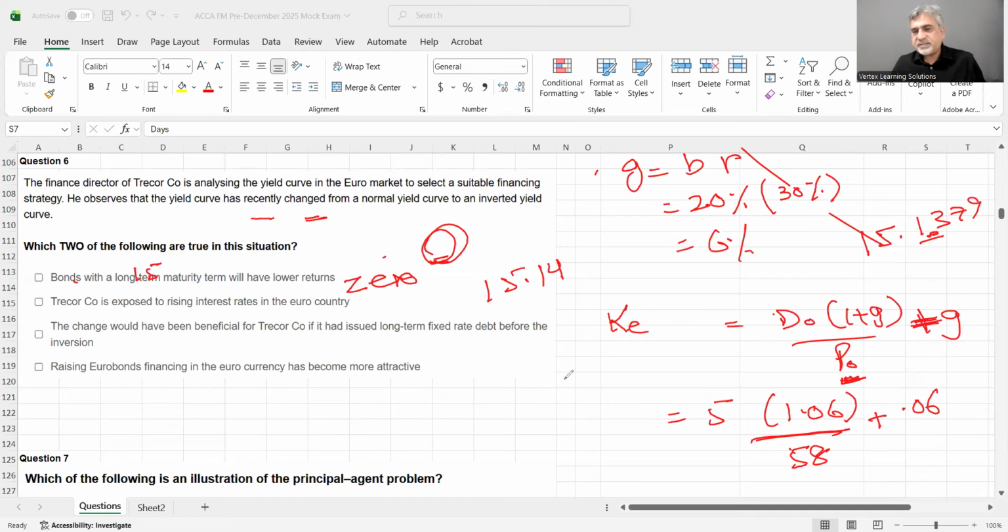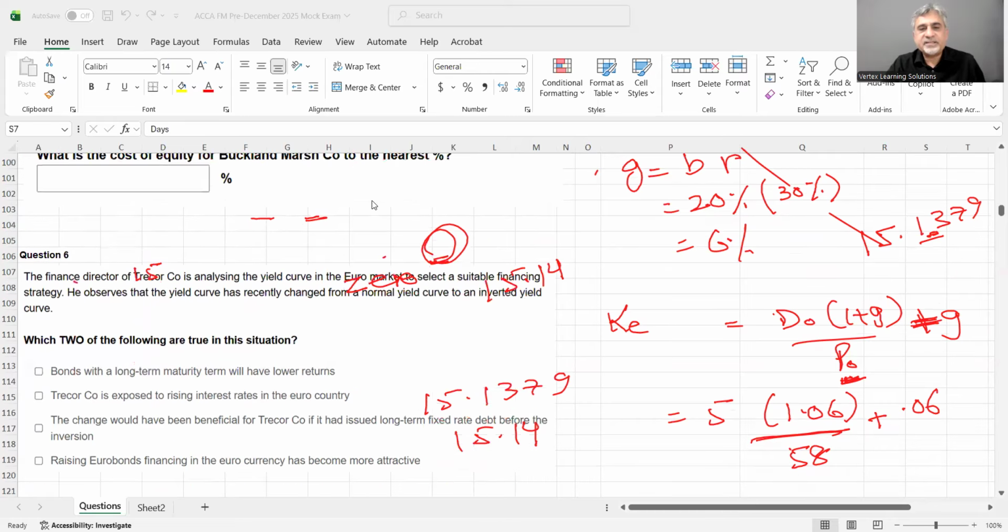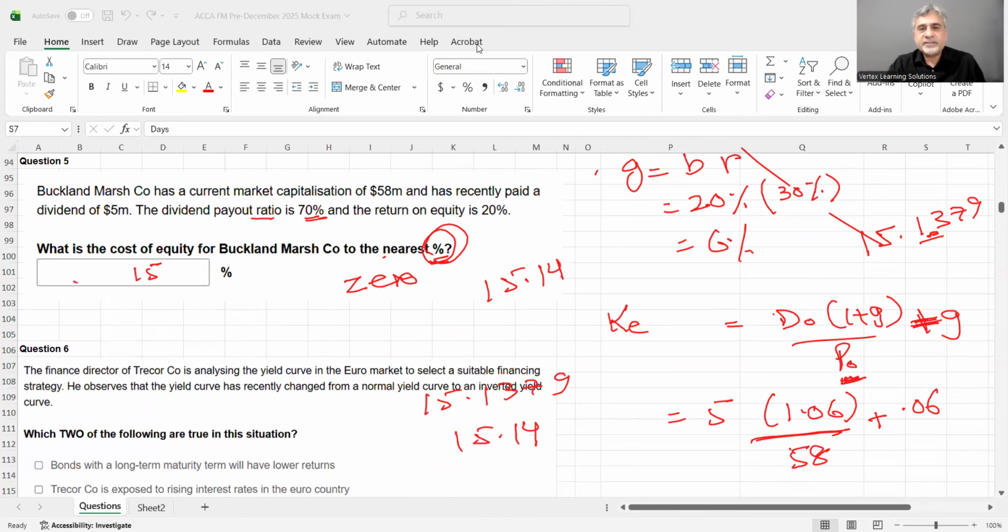So we put these numbers and we got the answer. Answer was 15.1379. If you round it off, it becomes 15.14. But you don't have to give 15.14 because the question required us to present the answer in the nearest percentage. They ask you to write down the nearest percentage, and the nearest percentage will be 15.